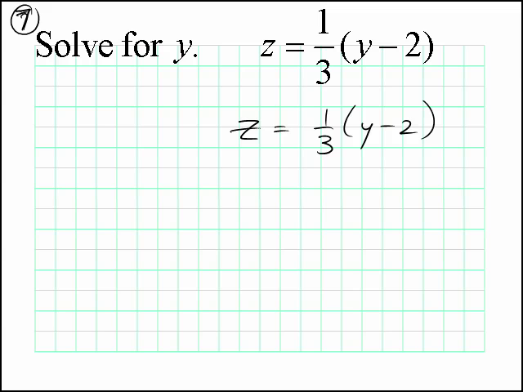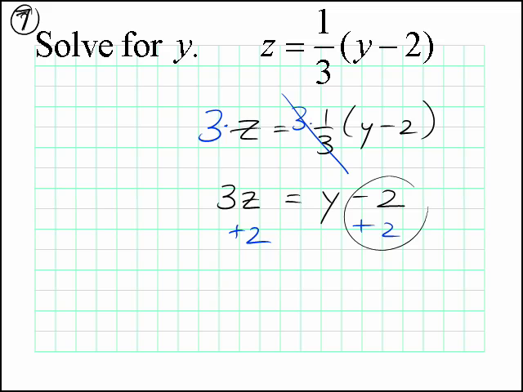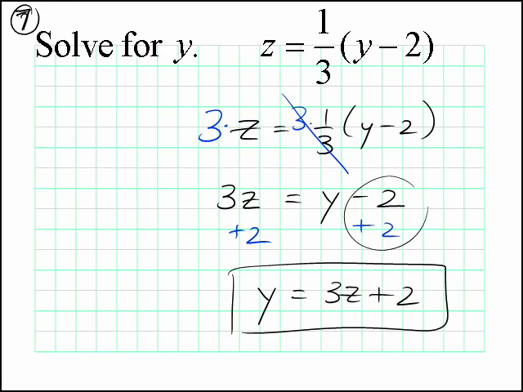I have a fraction that I want to get rid of first, just like in the previous example. And so I'm going to now multiply both sides by 3. That eliminates the fraction. I now have 3z equals y minus 2. Now to solve for y, I have to get rid of the negative 2. Since the 2 is subtracted from the y, to get rid of it, I'm going to add 2 to both sides. So that's a 0. And I end up with y equals 3z plus 2. And we have our equation solved for y.